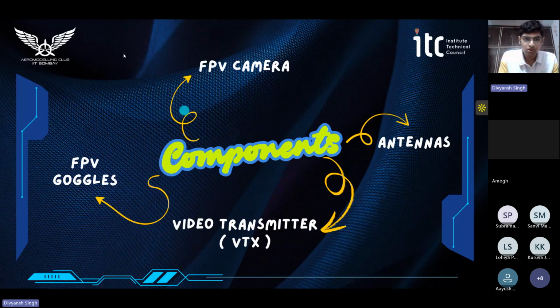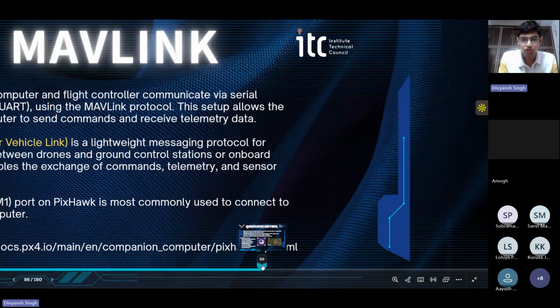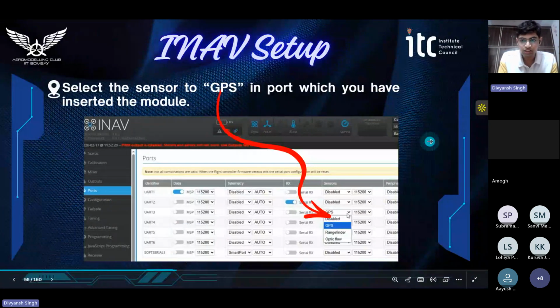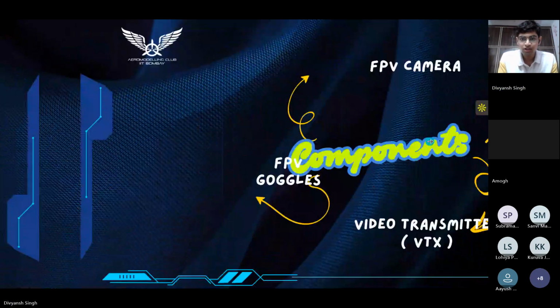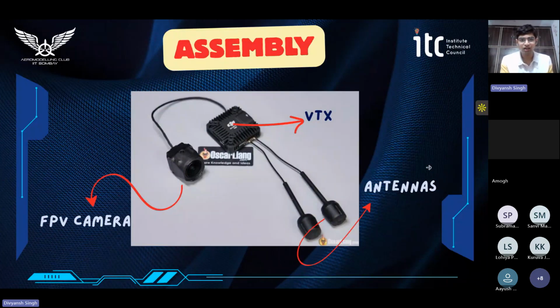Basically, an FPV setup has four basic components. Let's come back to the slide we were on. An FPV has four basic components: the FPV camera, the FPV goggles, the video transmitter, and antennas. Let's see how we can connect them all and obtain a view from the ground station.